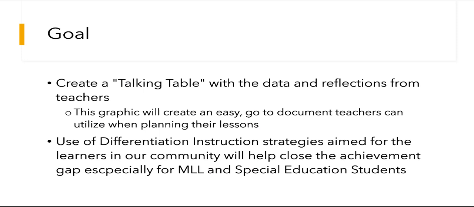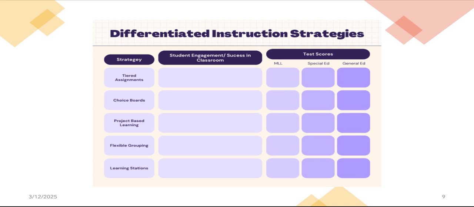So the last thing that I would like to talk about is what this talking table that we would be creating would look like. So an example could be something that looks like this graphic organizer that I have here. So we would start with the different strategies, some examples that I kind of picked out were tiered assignments, choice boards, project-based learning, flexible grouping, and learning stations.